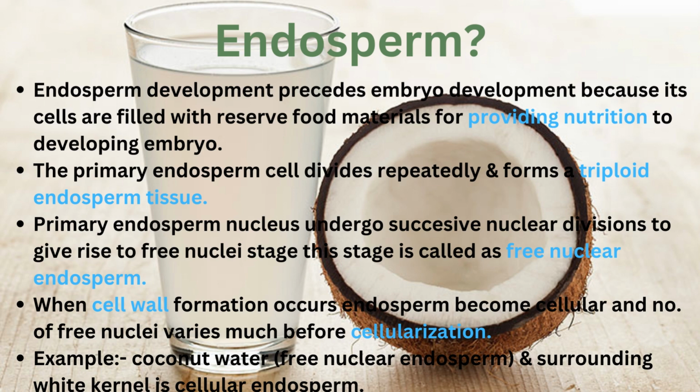Example is coconut water. Have you ever had coconut water? That water is free nuclear endosperm, and surrounding it is the kernel. The malai that we eat is the cellular endosperm.